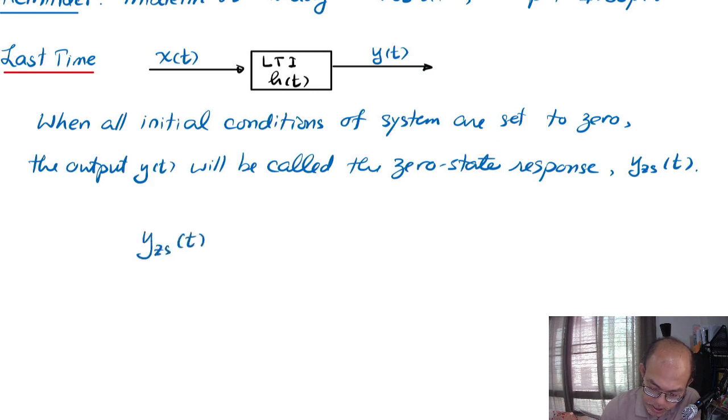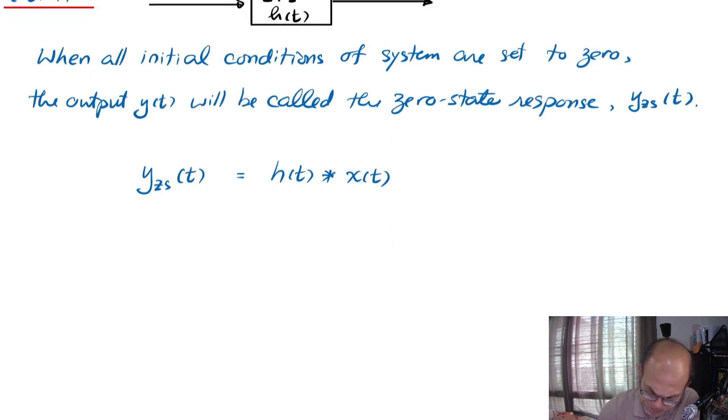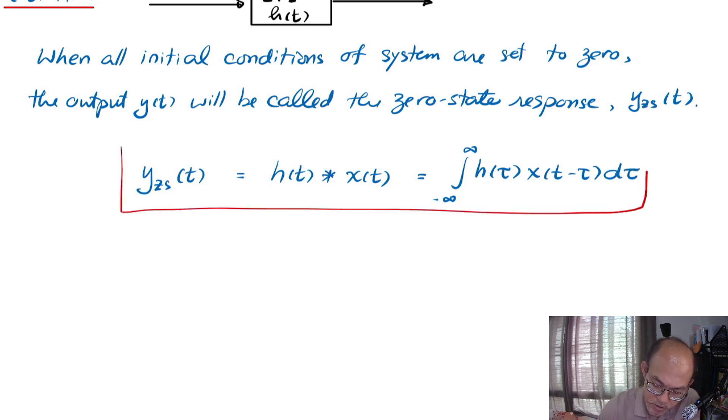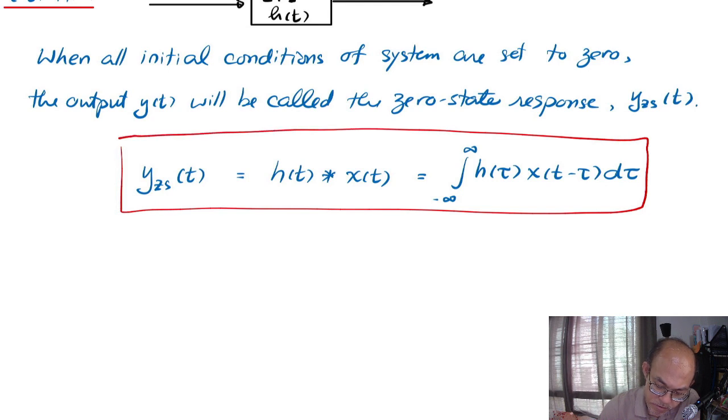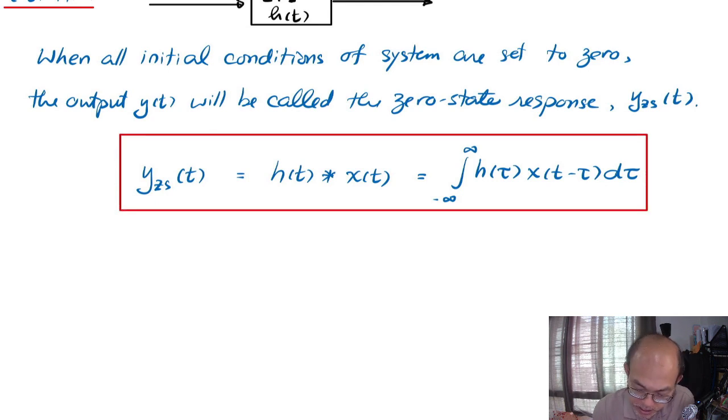y_ZS can be found by doing convolution integral between the impulse response of the system and the input signal. And the convolution integral is defined by the integration going from minus infinity to infinity of h of tau x of t minus tau d tau. Now this is a very important integral, and you have to be able to perform it to succeed in the midterm.